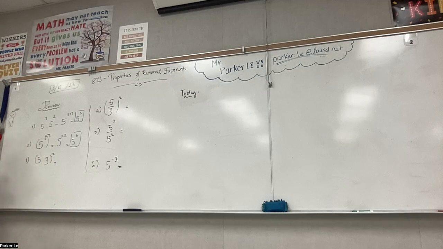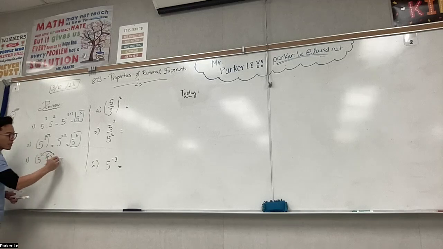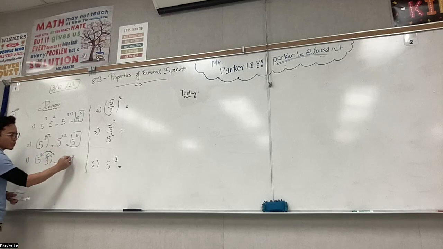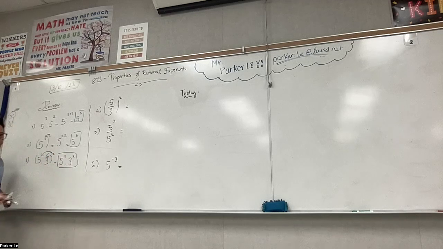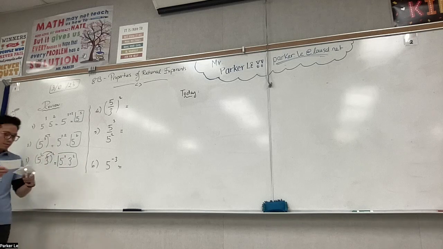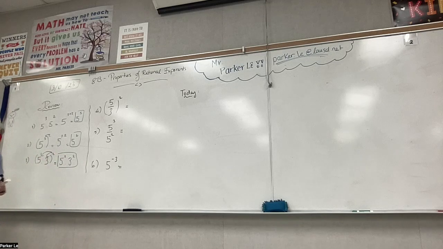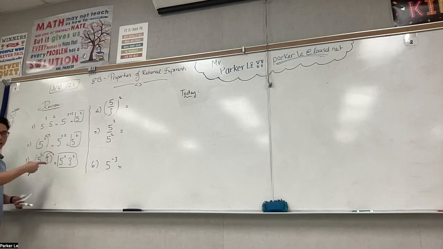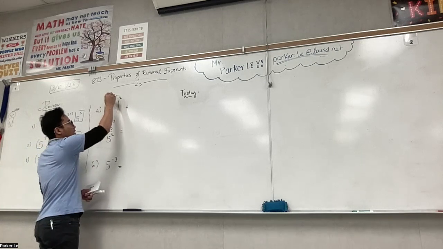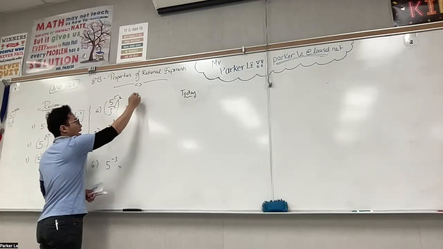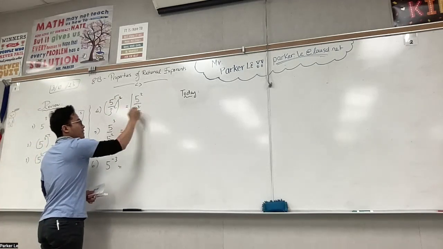All right, next, Elizabeth. Number 3. You distribute the power. Very good. So it is 5 squared times 3 squared. I just want to review the property so we don't need to write 25 times 9. Okay, Prisha, number 4. What are you gonna do? Similar to this, you distribute the power. Very good. 5 squared over 3 squared.